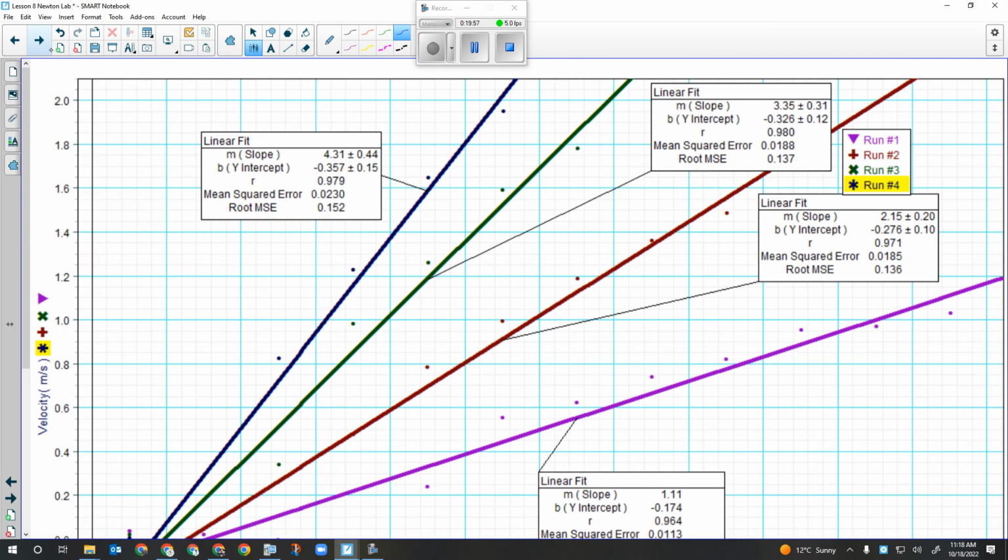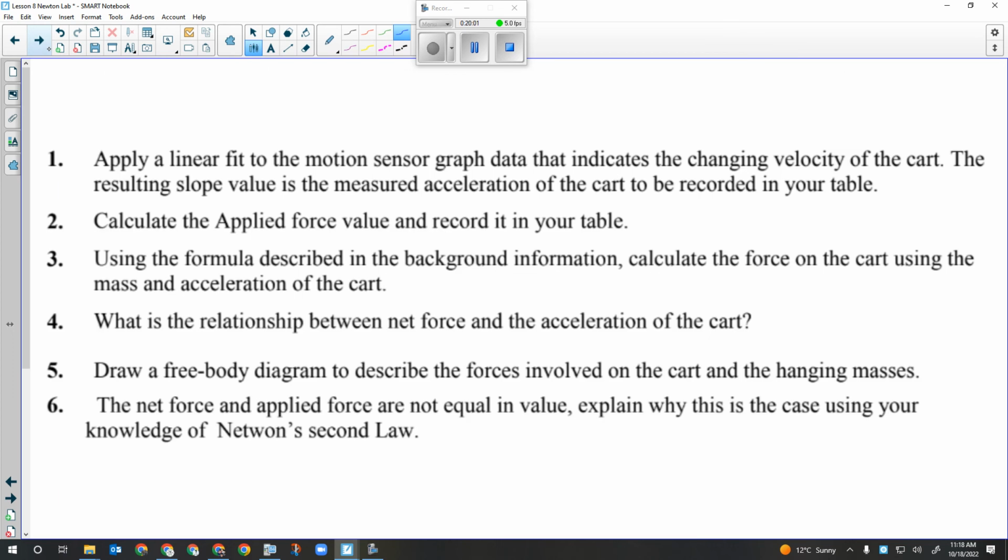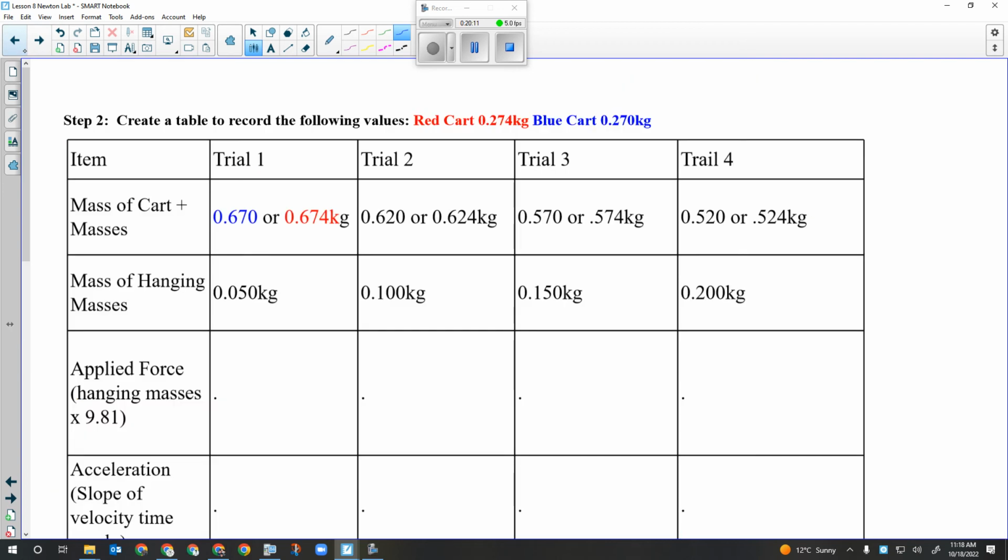Okay, so you're going to end up with a graph that has obviously those on it. Now for the analysis part, the first part is the graph. The second part is calculating an applied force value and recording it in your table. It actually tells you how to do that here in the chart. What is acting as your applied force? What's pulling the cart? Right, the force of gravity on the hanging mass.